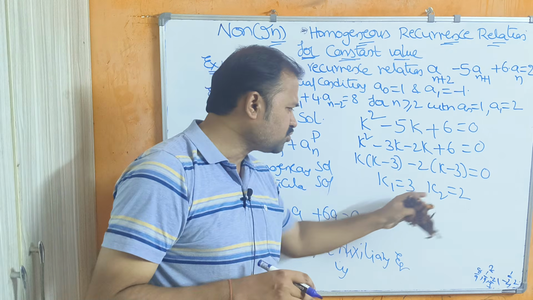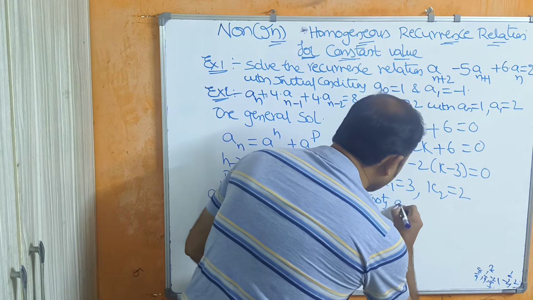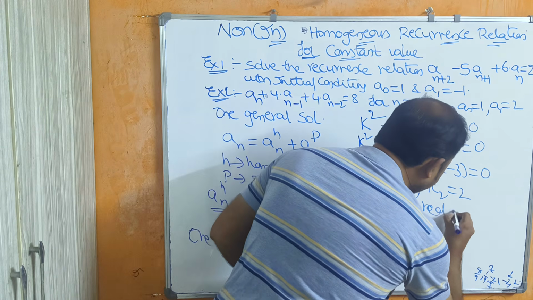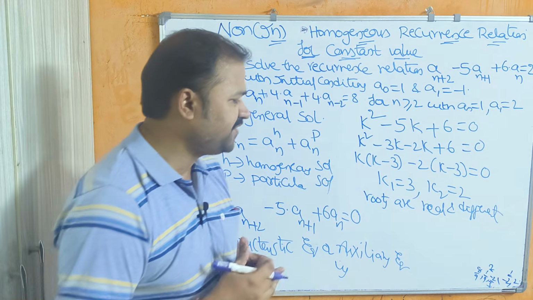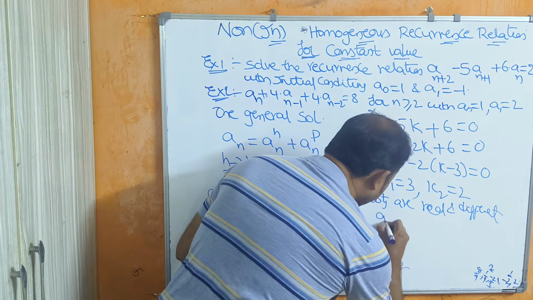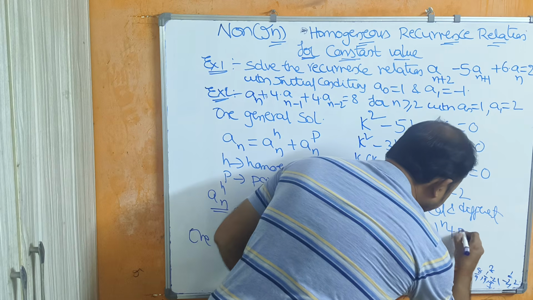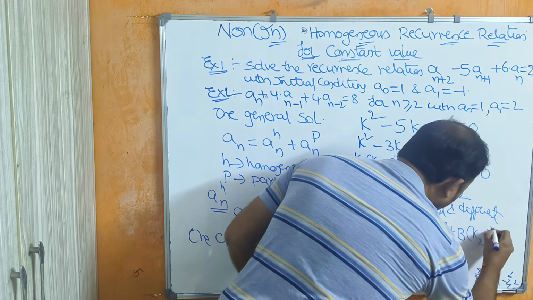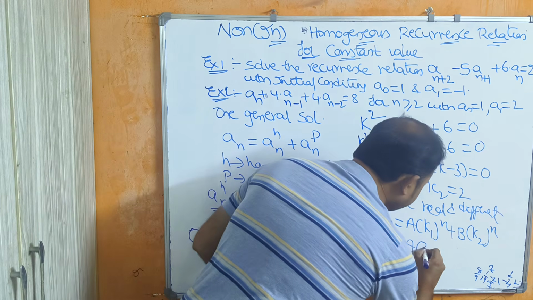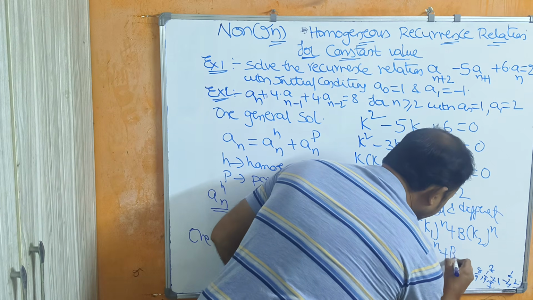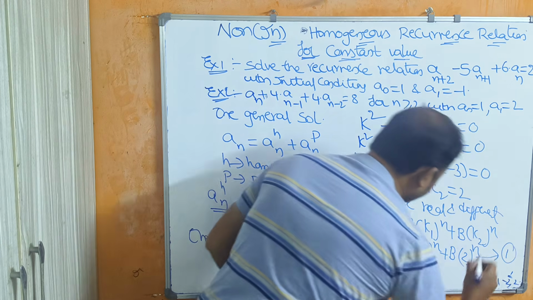Now the roots are real and different. We know the formula for the general solution when the roots are different: a(n) equal to a into k1 whole power n plus b into k2 whole power n. So a(n) equal to a into 3 whole power n plus b into 2 whole power n. Let us assume that this is equation number 1.